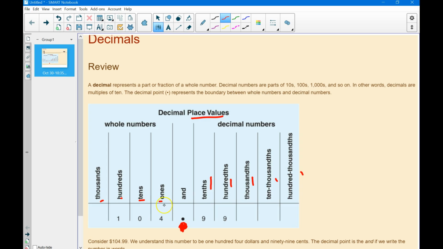The thing is, you should notice that if we're going to the right hand side in this direction, there is no ones unit over here. So it starts at the tenths. There's no ones unit on the right hand side of the decimal.